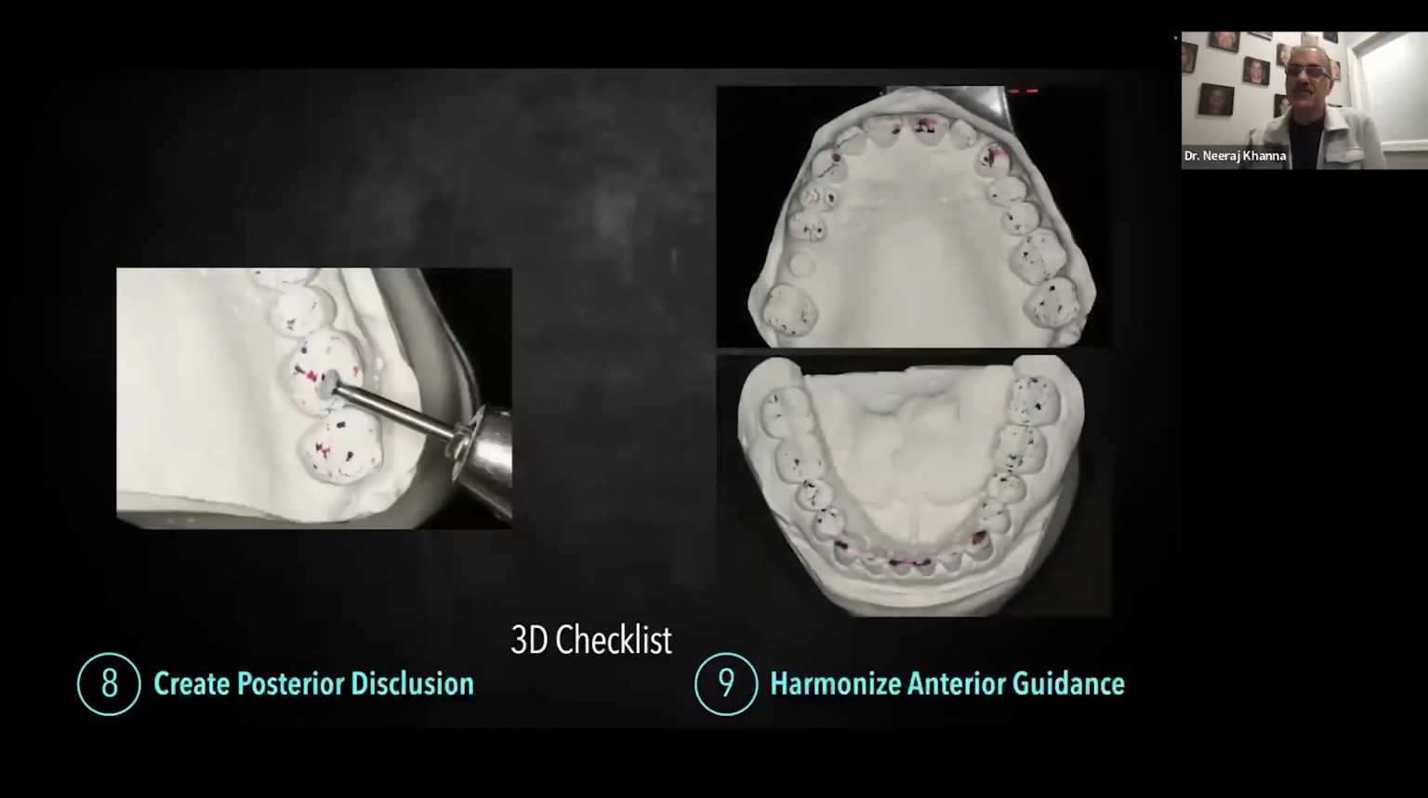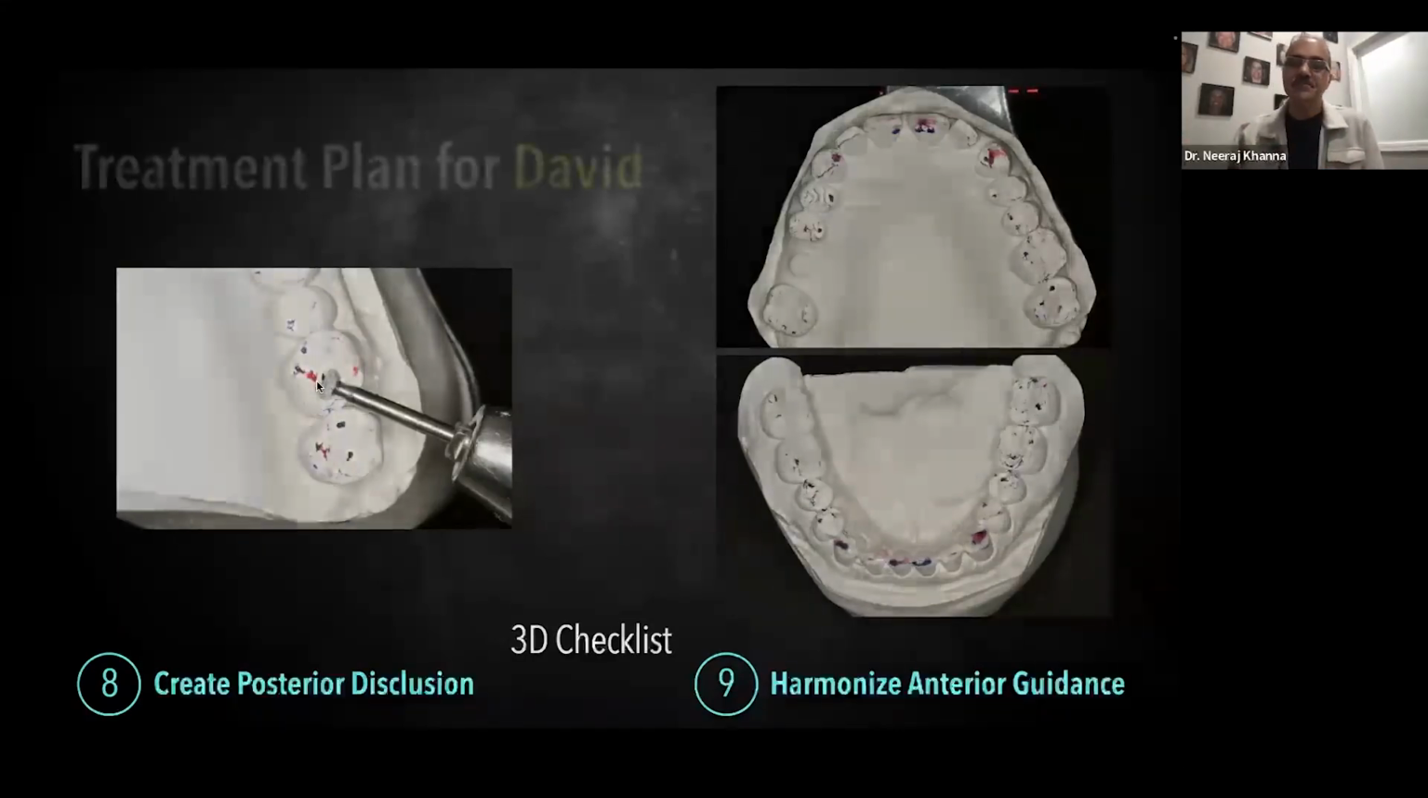Now, if you look at the pictures on the right-hand side of the screen, you can see I've worked out David's occlusion. I've got canine guidance. I have anterior protrusion. I have no posterior contacts that are interfering in excursive movements. This is my best guess. This is what I predict will work for David as far as improving his function.